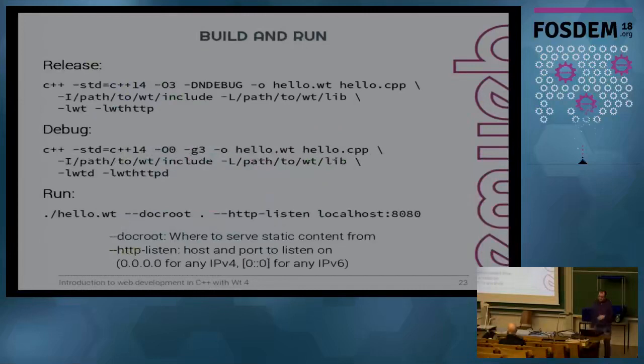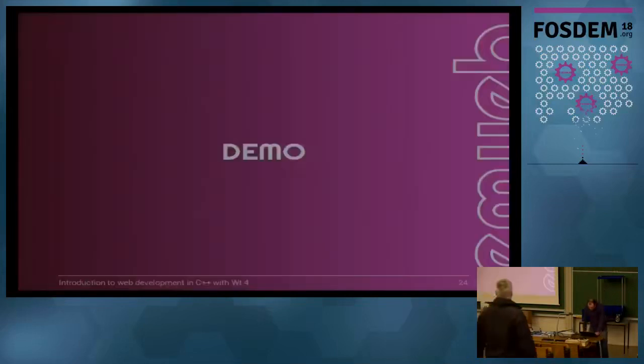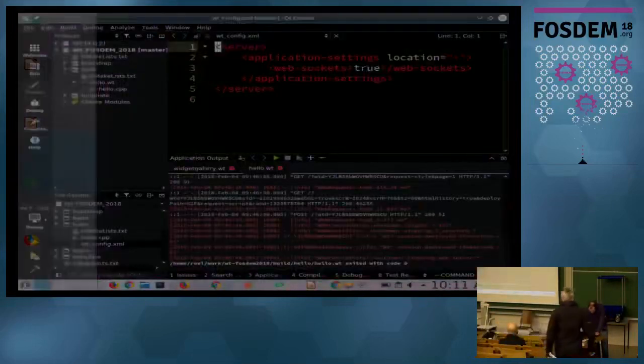And so to build and run it, you do it like any other C++ application. You just need to make sure that you've got your includes and your libs right, and you link with libwt and libwthttp when you're building a release build, and with libwtd and libwthttpd if you're doing a debug build. And when you run it, there are two arguments that you always have to give it, and that's the docroot, which is where all of your static contents resides, and http-listen to indicate which hosts and port to listen on.